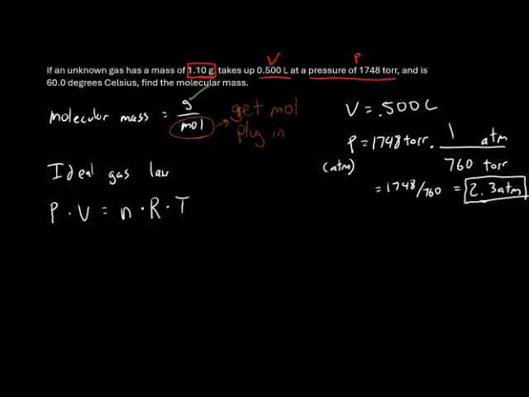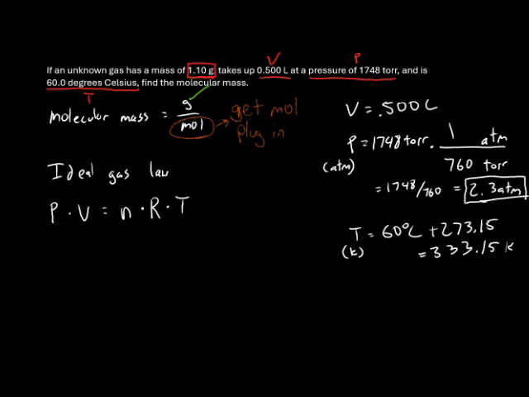Next, we're also given that we have 60 degrees Celsius. This is a temperature, which we represent with T. However, degrees Celsius cannot be used in the ideal gas law. We must instead use Kelvin. To convert from Celsius to Kelvin, we'll add 273.15. If we add these together, we'll get 333.15 Kelvin.